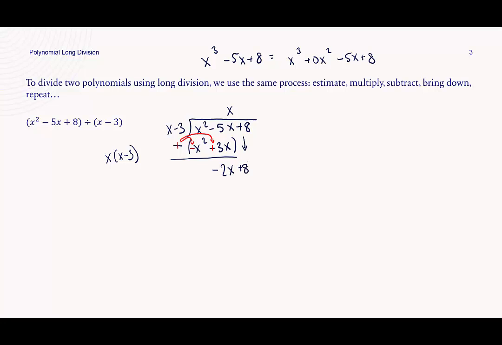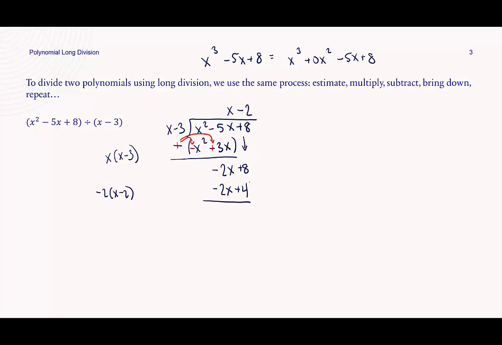Now I'm trying to get x from my divisor to match exactly negative 2 times x. So what could I multiply x by so that it matches that first term of the partial quotient exactly? A minus 2. So I put a minus 2 up here in my quotient, and now I'm going to multiply the divisor by minus 2. Minus 2 times x is minus 2x. Minus 2 times minus 2, well, a negative times a negative is positive, and 2 times 2 is 4.